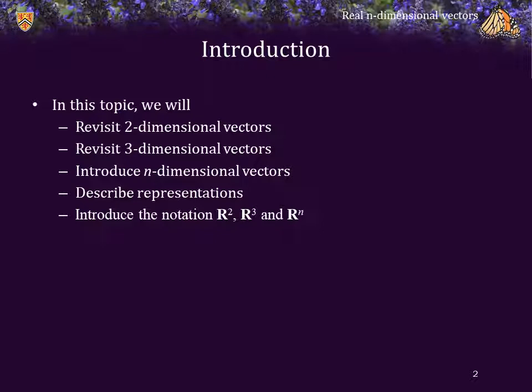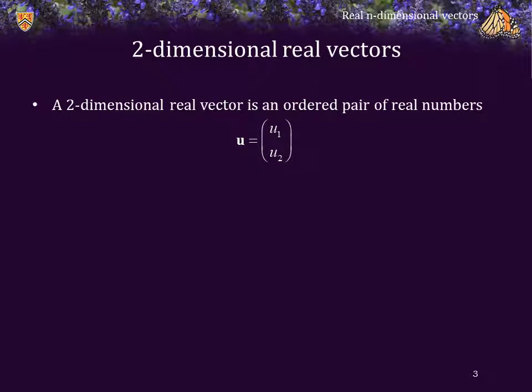We will then describe representations and introduce notations such as R squared, R cubed, and R to the n. Now, a two-dimensional real vector is an ordered pair of real numbers. So here u is equal to the vector u sub 1, u sub 2.